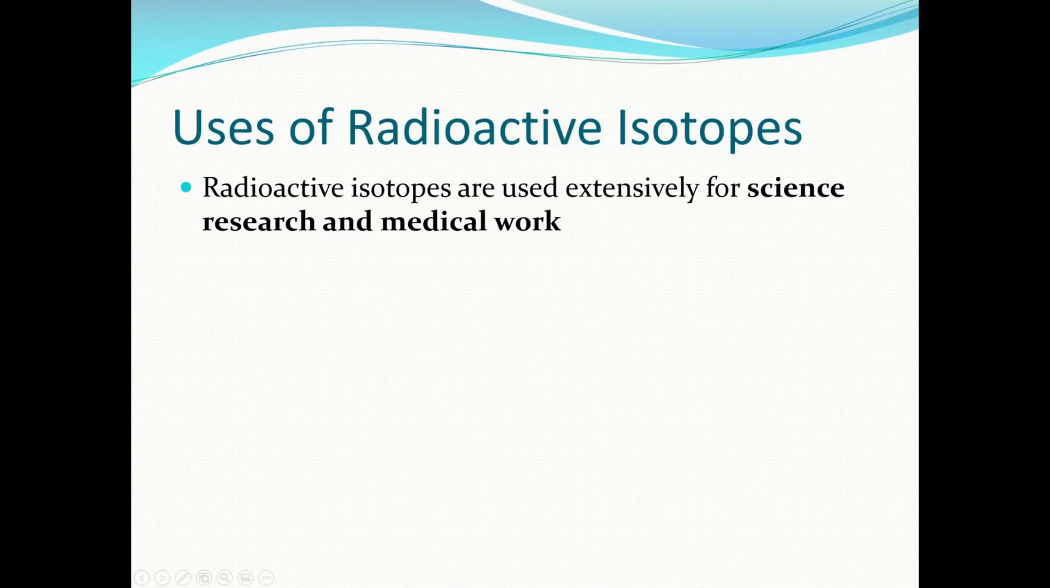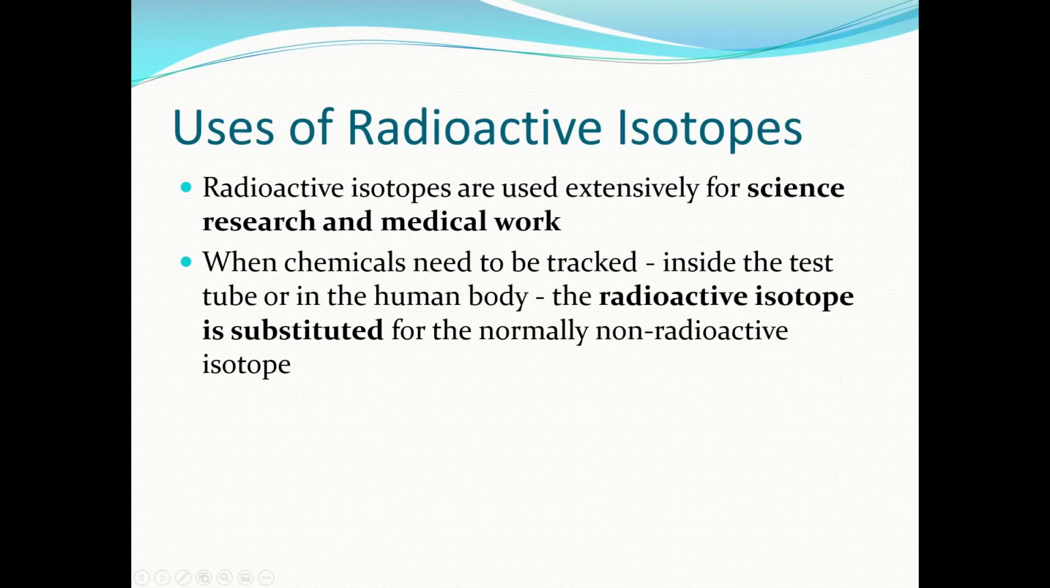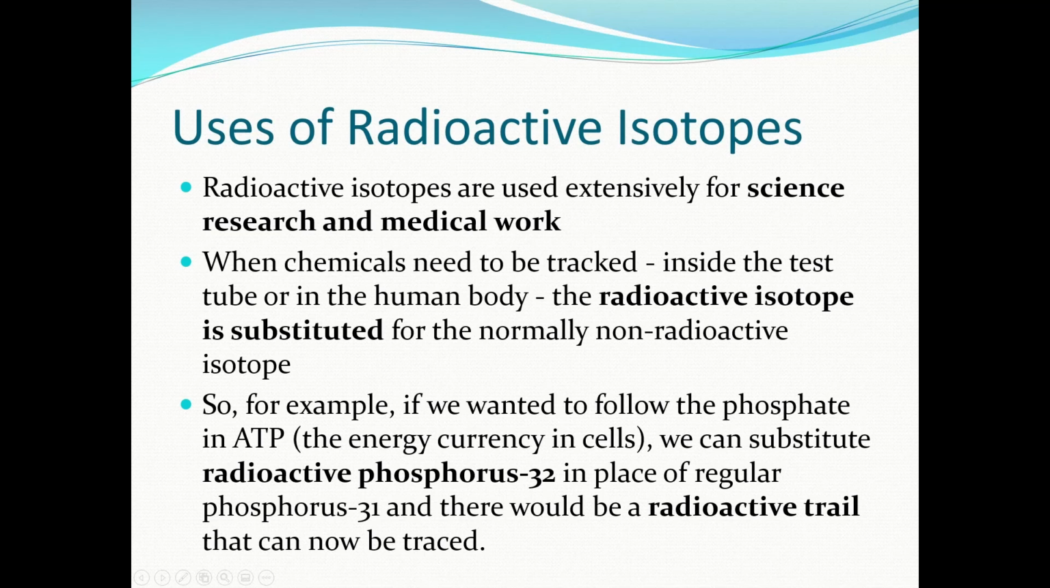So radioactive isotopes are used for science research and medical work when chemicals need to be tracked inside the test tube or the human body. A radioactive isotope is substituted for a normally non-radioactive one. So an example of that is if you wanted to follow the phosphate molecule in ATP, which gives energy for cells, you can substitute radioactive phosphorus-32 for normal phosphorus-31, and it leaves a radioactive trail which you can track and you can see where it goes, so you can see how phosphorus is switched around in the body.